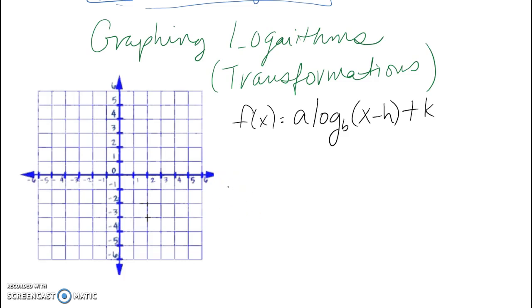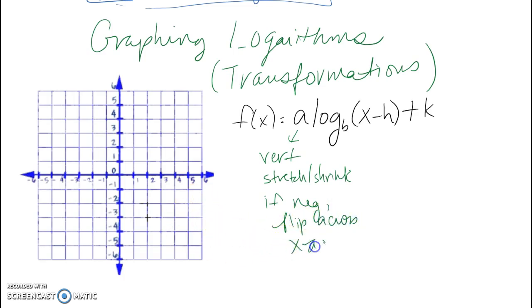Okay, so what can happen? Well, just like every other function, an a in the front could be a vertical stretch or shrink, and also if a is negative, that would be a vertical reflection. So put a little note to yourself: if negative, it's going to flip across the x-axis. It's called a vertical reflection, but what that does is flip it across the x.